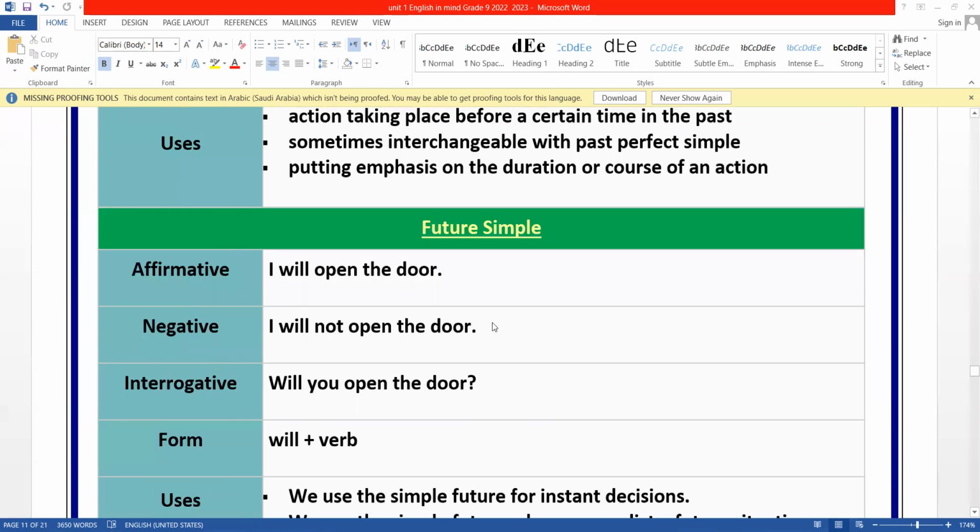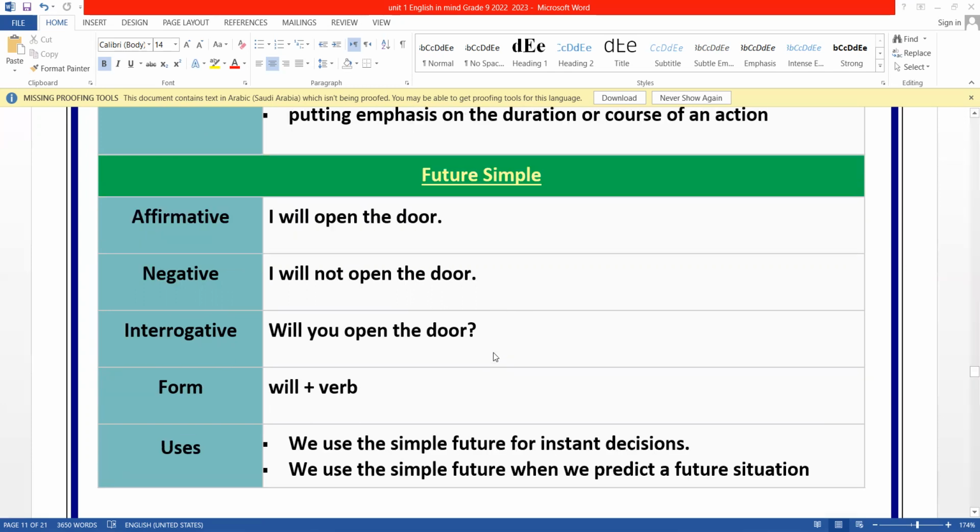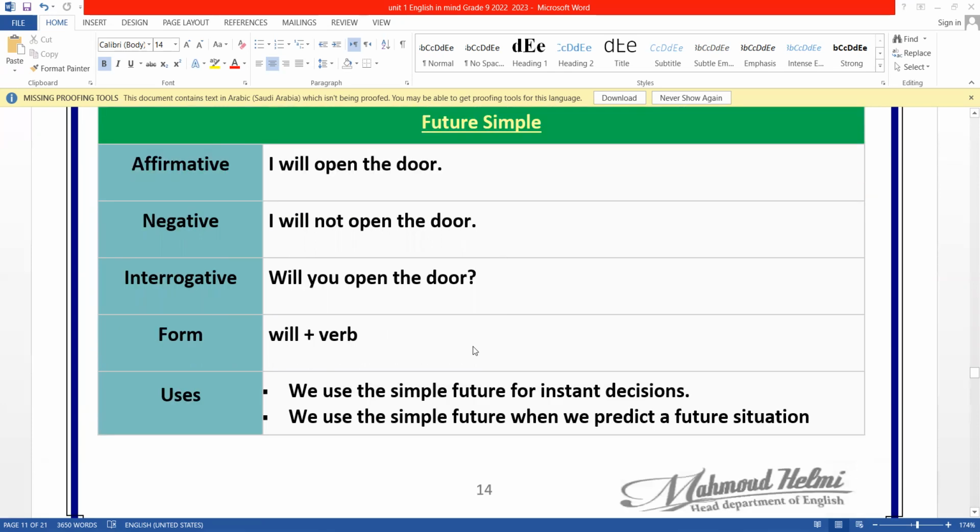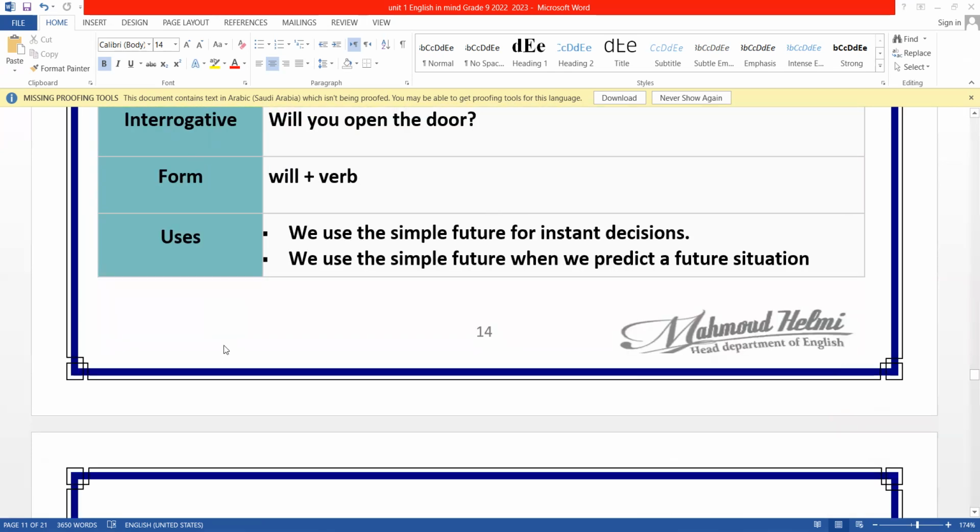Then we will talk about future tenses. Future simple, affirmative: I will open the door. Negative: I will not open the door. Interrogative: will you open the door? Form: will plus base verb. We use the simple future for instant decisions. I'm thirsty, I will drink some water.